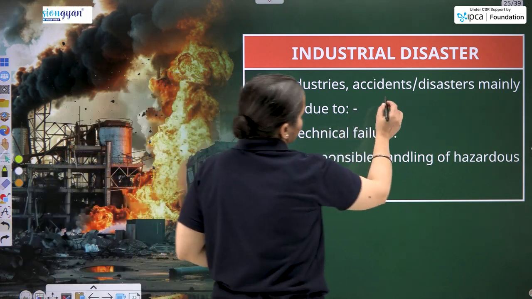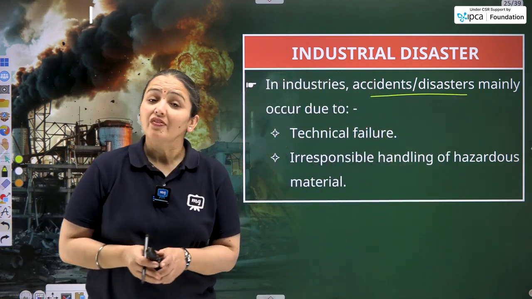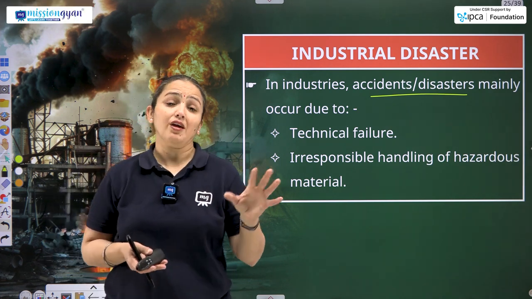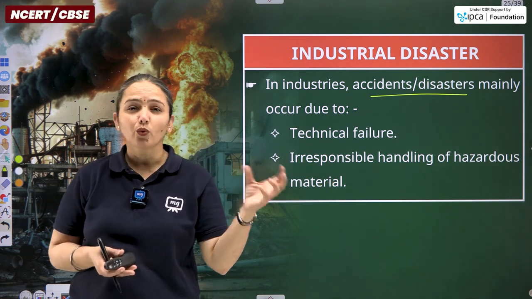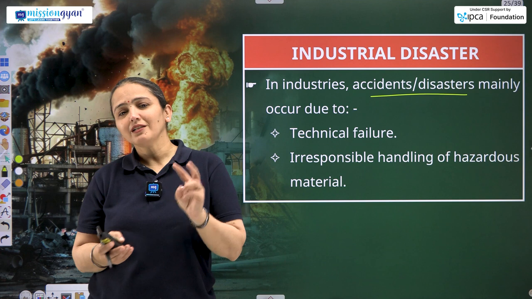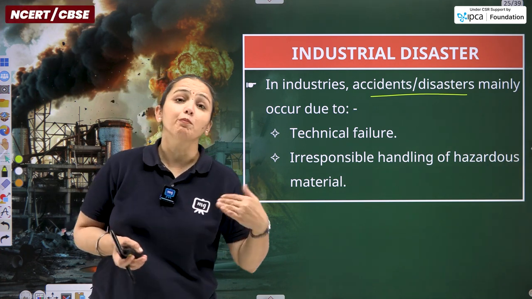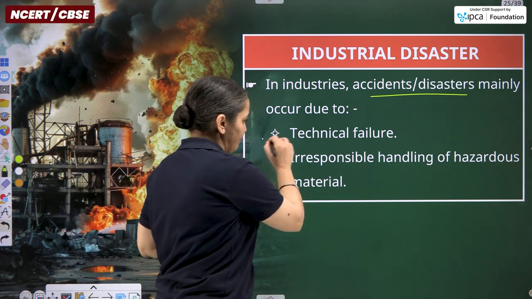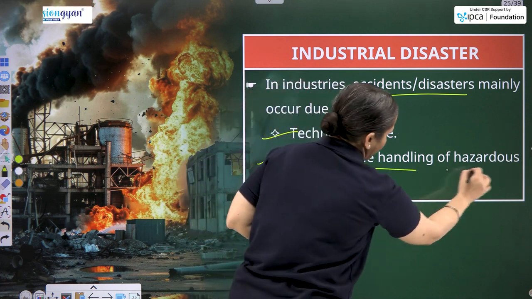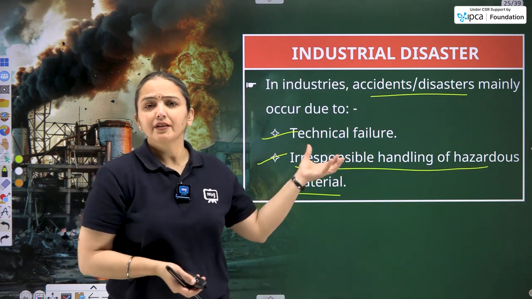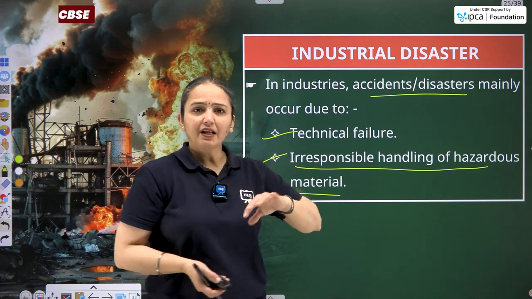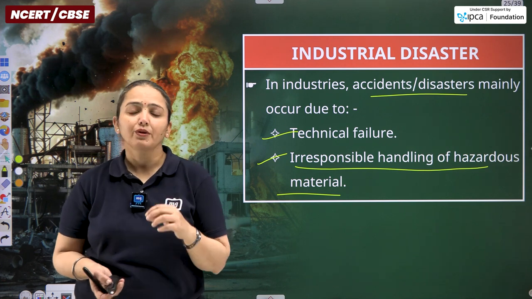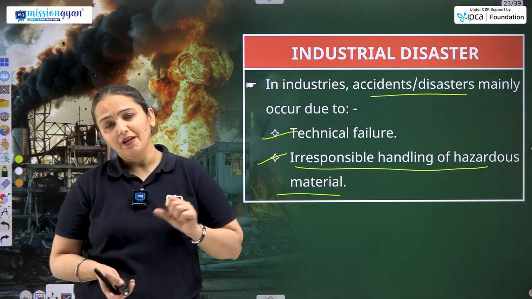Any accident or disaster that occurs in an industry occurs due to mainly two reasons. We are not blaming someone here, whether humans or the factory owner. We are simply discussing two factors that can be responsible for any kind of industrial accident or disaster: technical failure, along with irresponsible handling of hazardous material, particularly in chemical factories. Technical failure can occur in any type of industry, but hazardous materials have to be handled with quite a lot of caution, particularly within chemical factories.